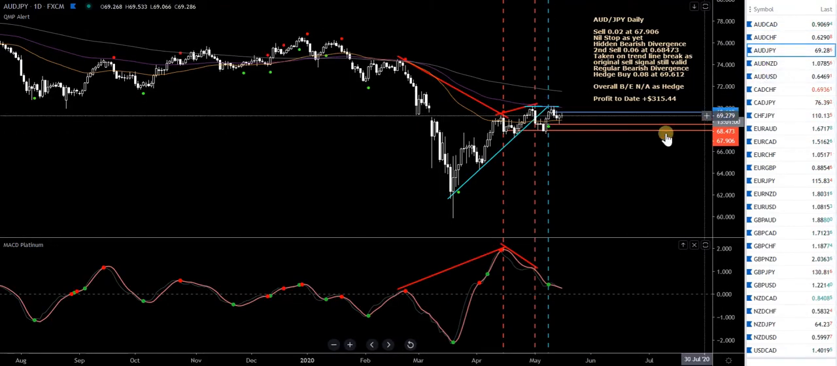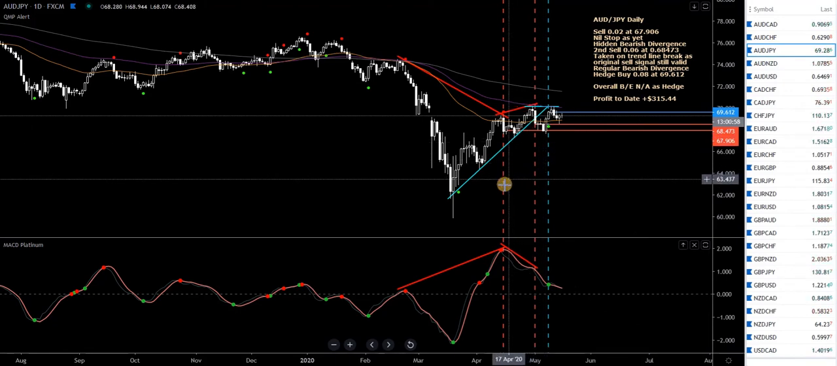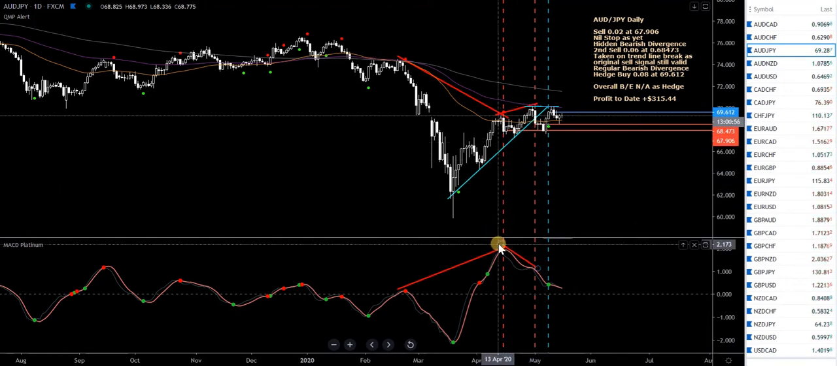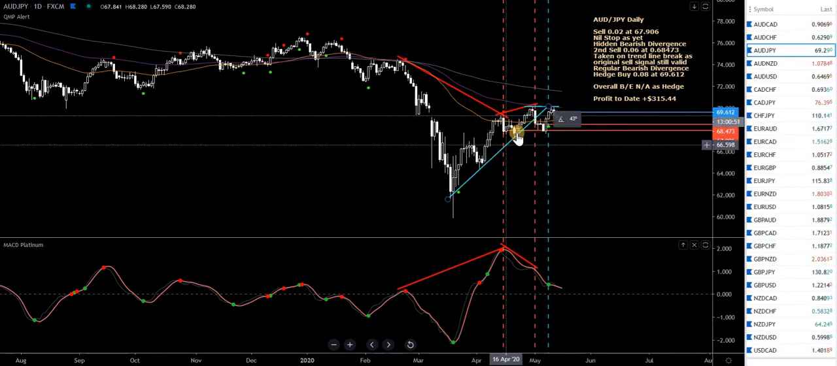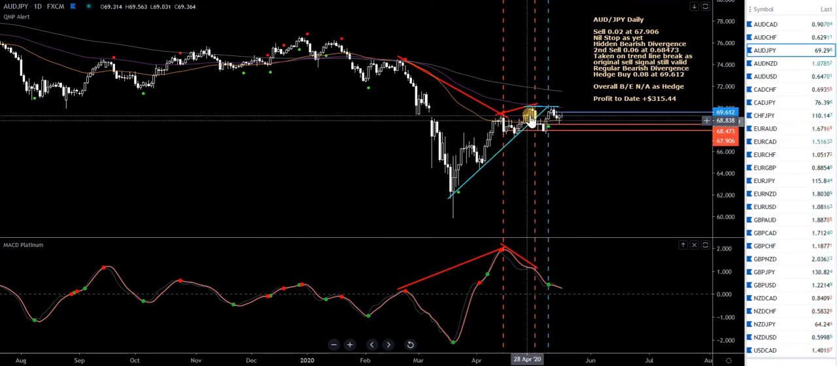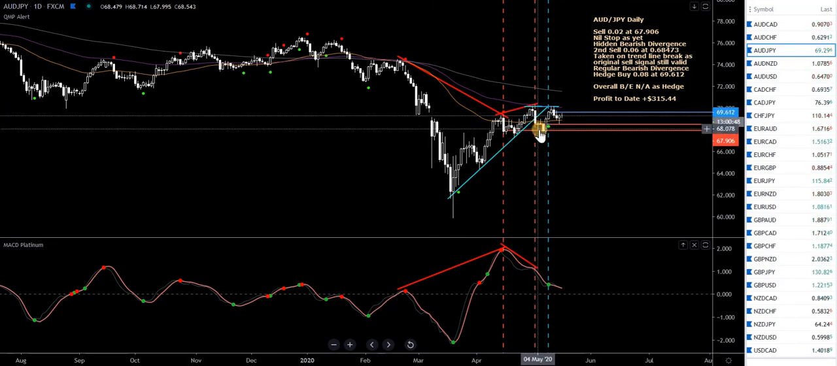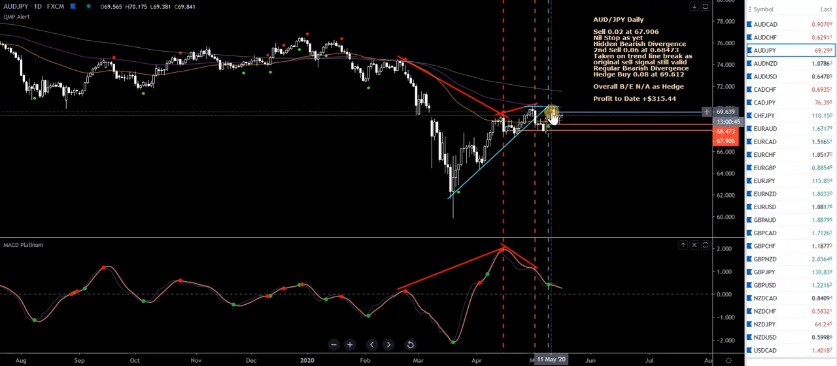Aussie Japanese yen, similar scenario, except I took a sell here. Then I took another second sell based on this trend line break because the sell signal remained valid. Started to go down nicely, but again, it's popped up. Now it's gone up and it's hit this same level again. Then it's rolled back over again. So now looking for a sell.